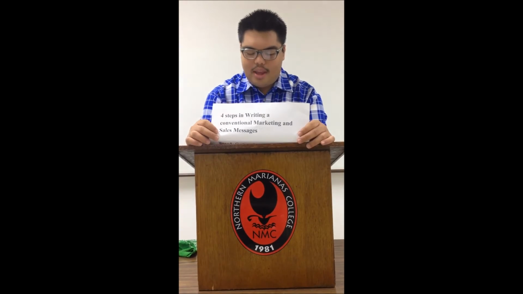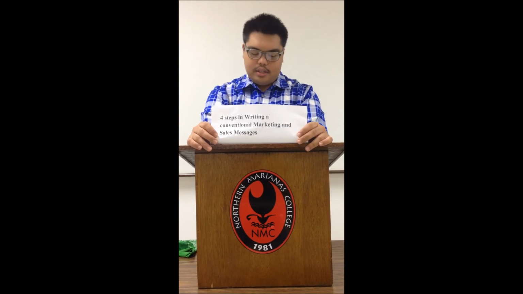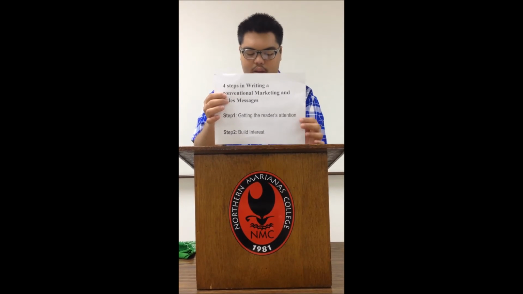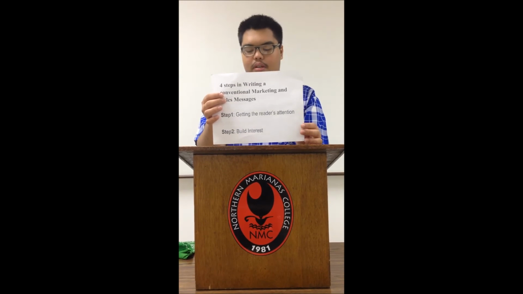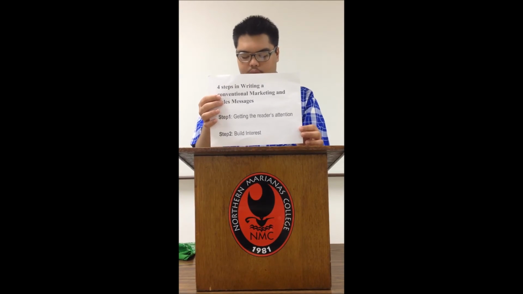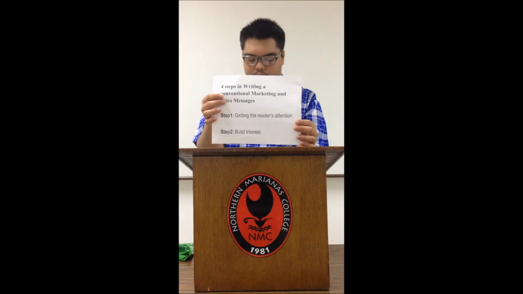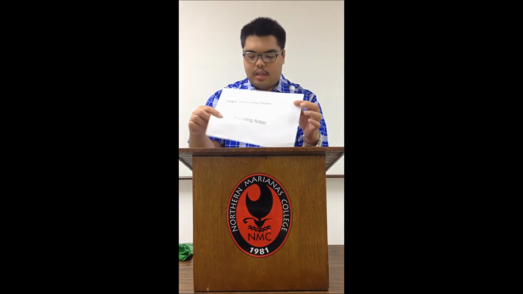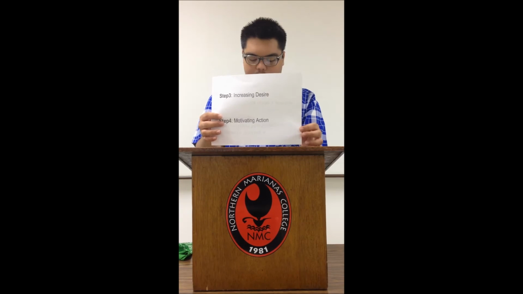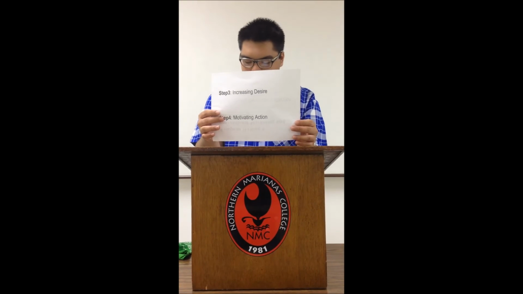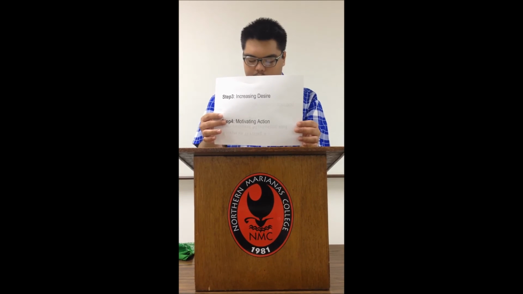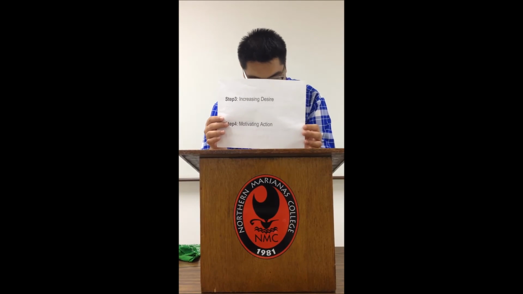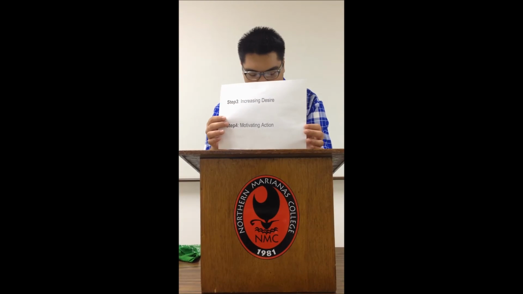There are 4 steps in writing conventional marketing and sales messages. Step 1 is getting the reader's attention by having an attractive headline, because it will give interest and affect the person's emotions. Step 2, build interest by explaining the benefits of your product or service. Step 3, increasing desire, showing how it will benefit your customer by maybe showing them a demonstration, a video, test results, and etc. And step 4 is motivating action.